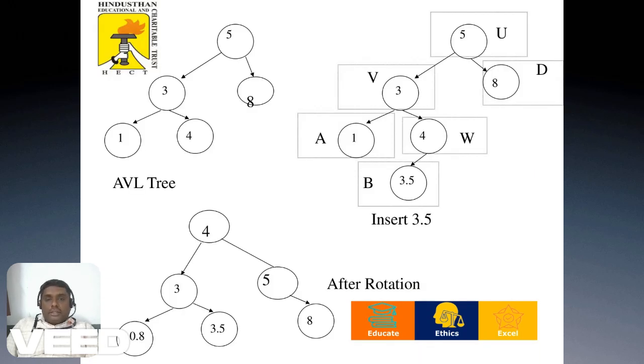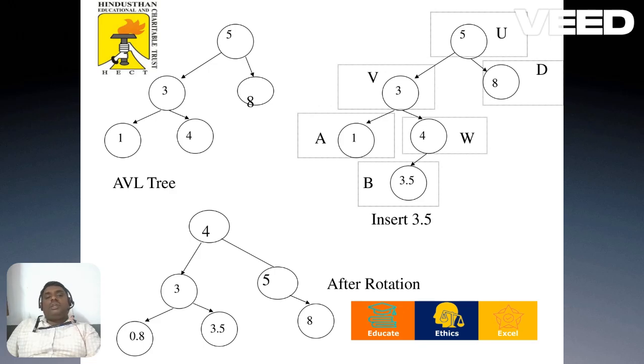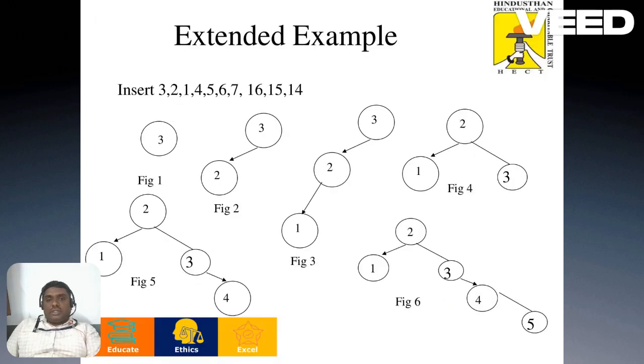In a practical rotation, we insert the value 3.5. Initially it is at the B position, so it is purely imbalanced. First we identify the imbalanced node, and then rotate the values; only then do we calculate the process. First, on the left side we do the right rotation, and then one left rotation.